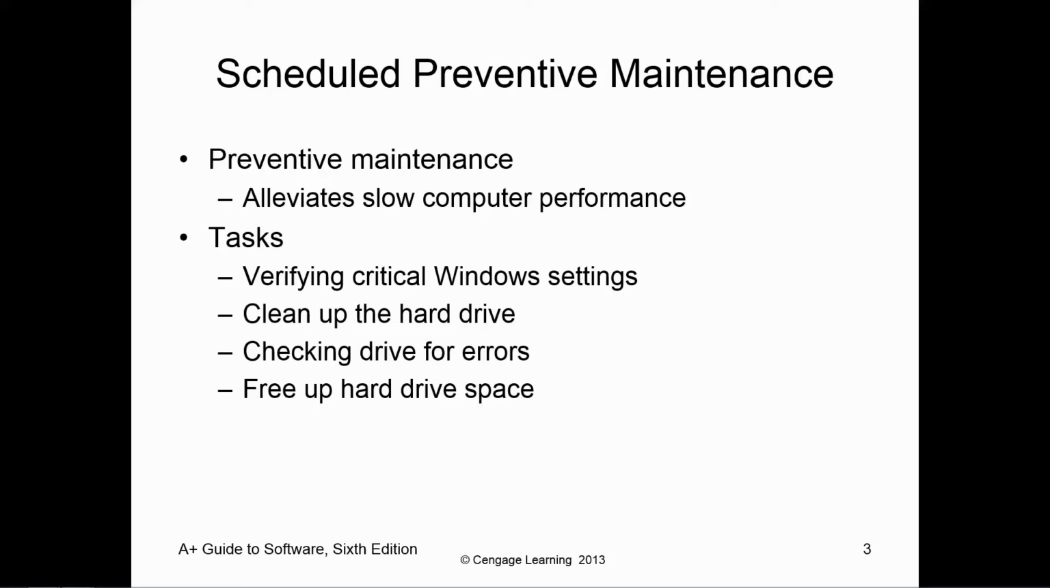One of the first things we have to talk about is scheduled preventive maintenance. Essentially, we want to keep the PC running fast and healthy. So how we do that is we verify critical Windows settings, we clean up the hard drive, we check the drive for errors, and we clean up free space. Those are among the most common tasks. We're going to cover each one of them.